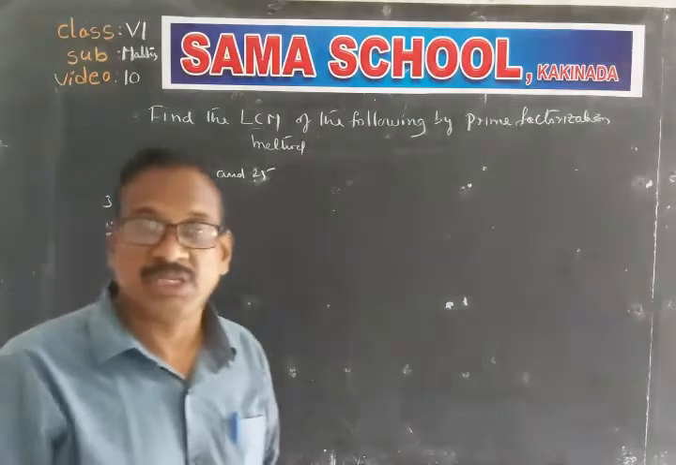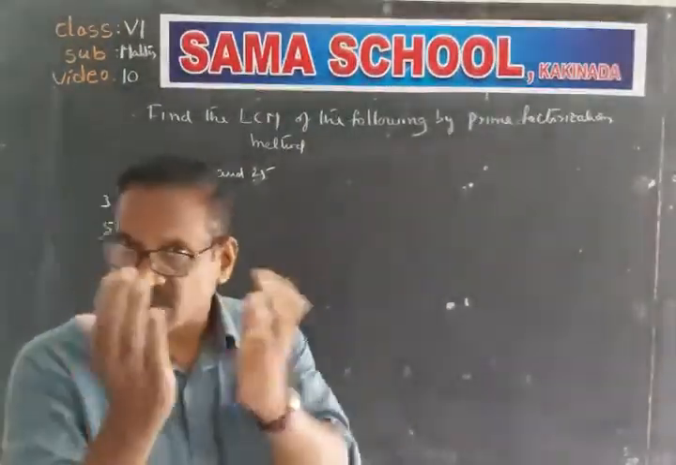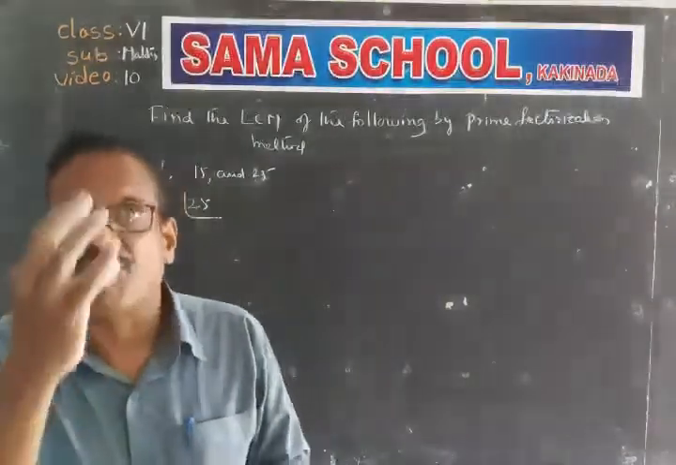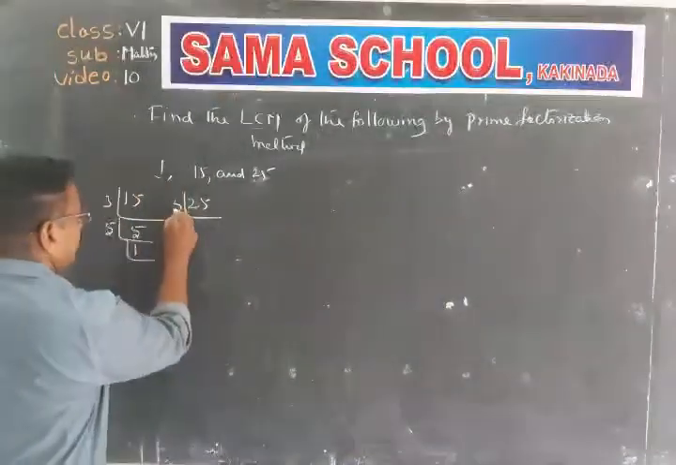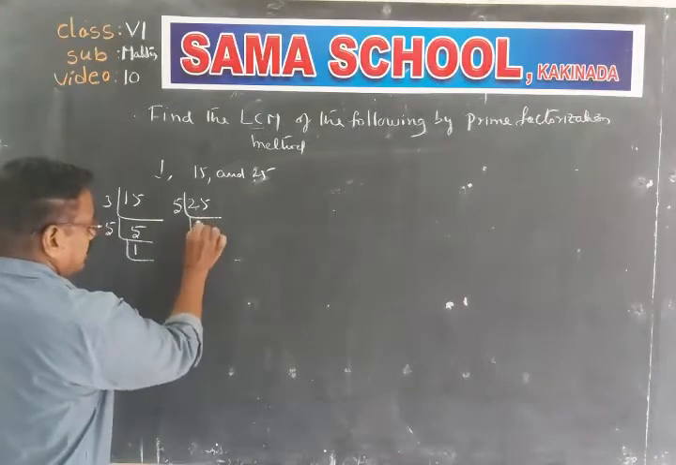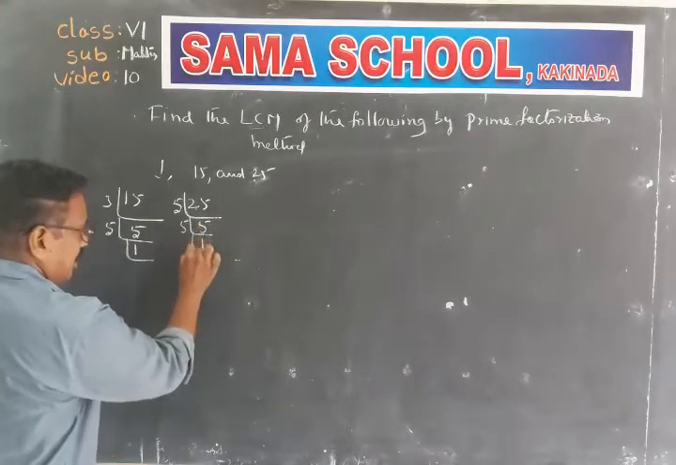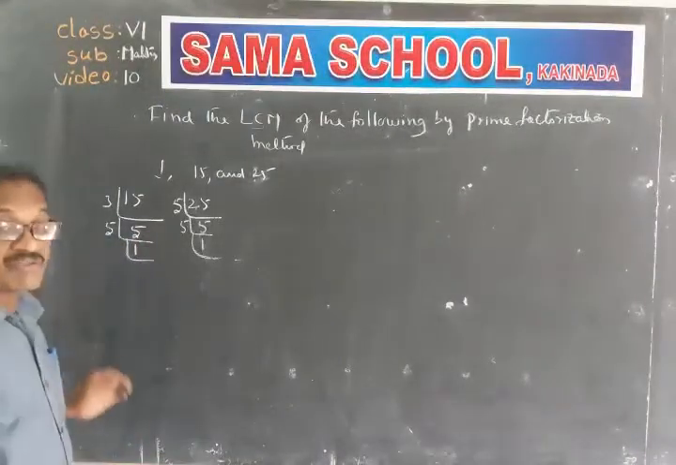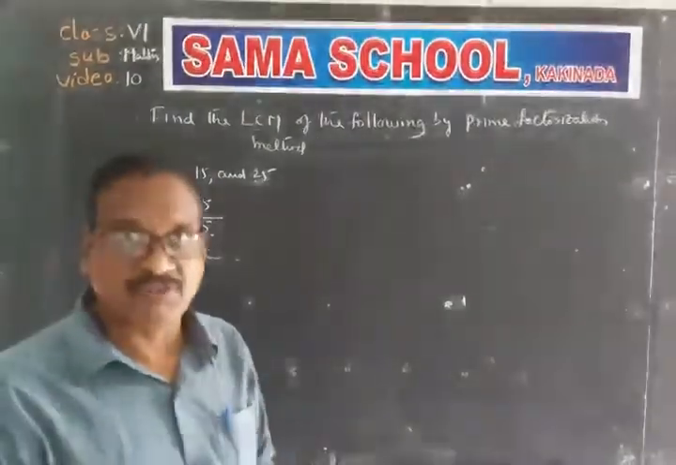In 25, what is the smallest prime number? 2 is not divisible. 3 is not divisible. The next prime number is 5. You take 5. 5 5s are 25. 5 1s are 5. Okay. You write the product of the prime numbers.